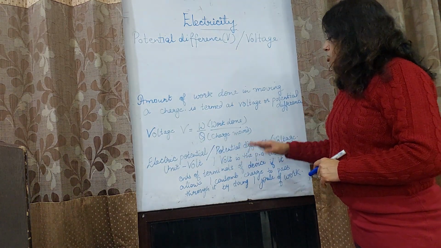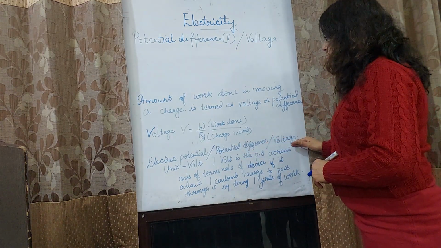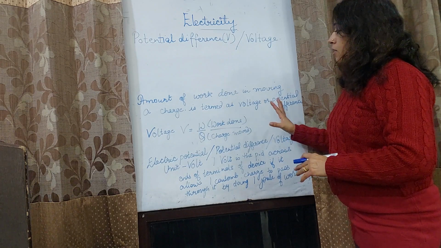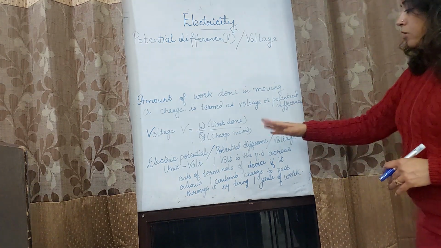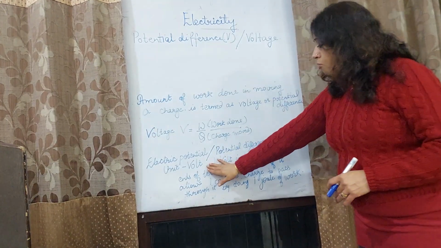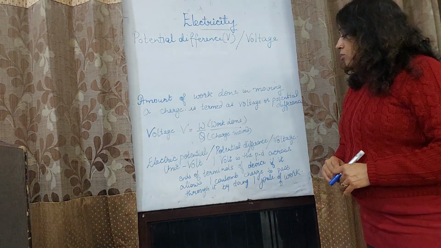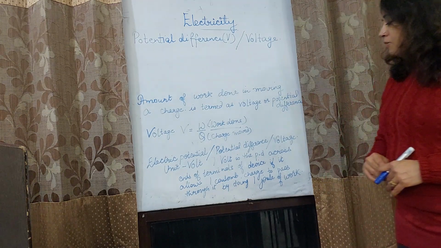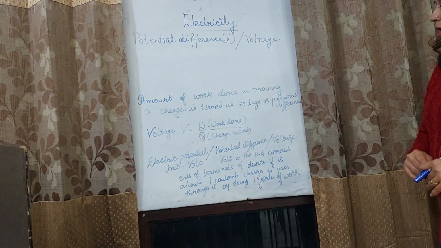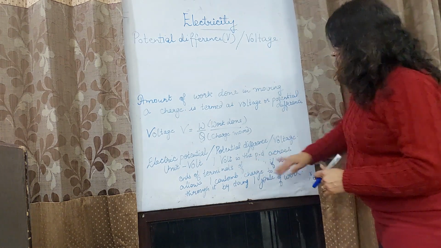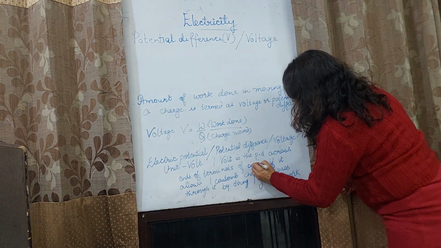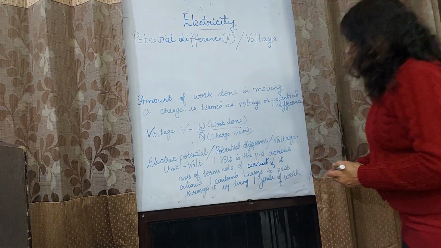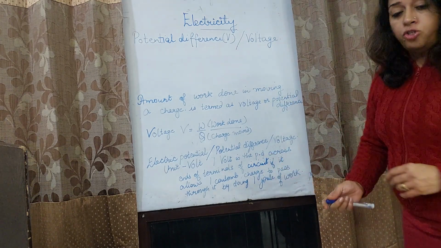So electric potential, potential difference and voltage are all calculated using the same formula. The unit for all these is the volt. 1 volt is the potential difference across the ends of a device in a circuit if it allows 1 coulomb of charge to pass through it by doing 1 joule of work.